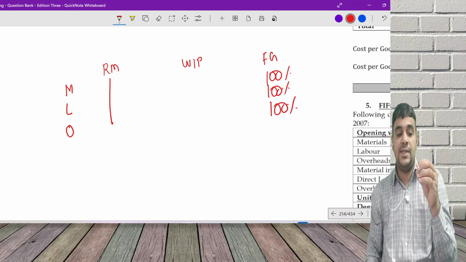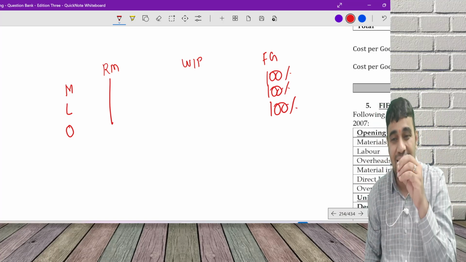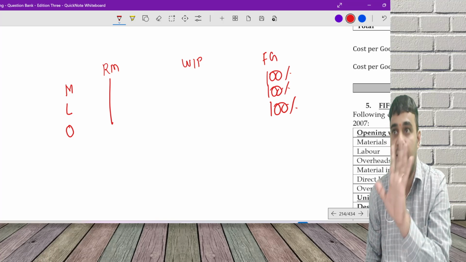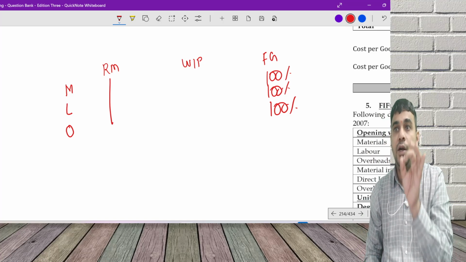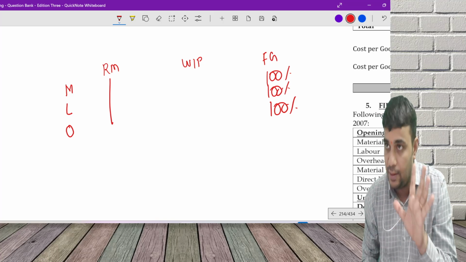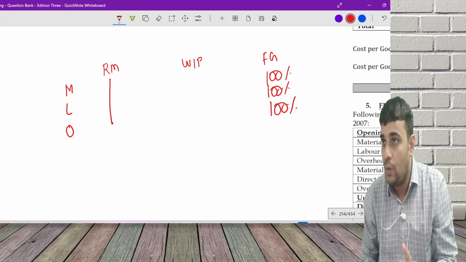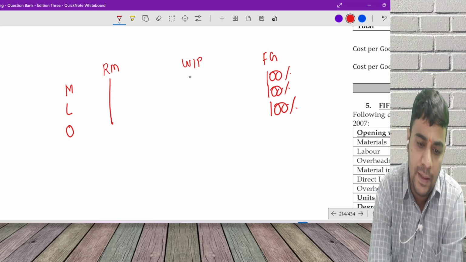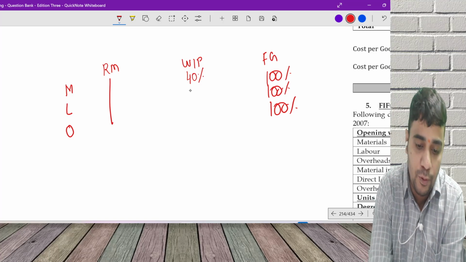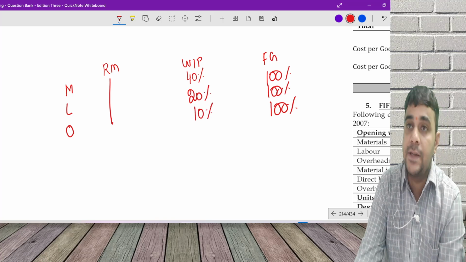The moment somebody says I've incurred 100% of material cost, 100% of labor cost, 99% of overhead cost, it is not FG, because some small work is still pending. The moment you incur 100% of material cost, 100% of labor cost, 100% of overhead cost, it becomes a complete product. So what can happen? Material could be 40% complete. Labor could be 20% complete. Overhead could be 10% complete.